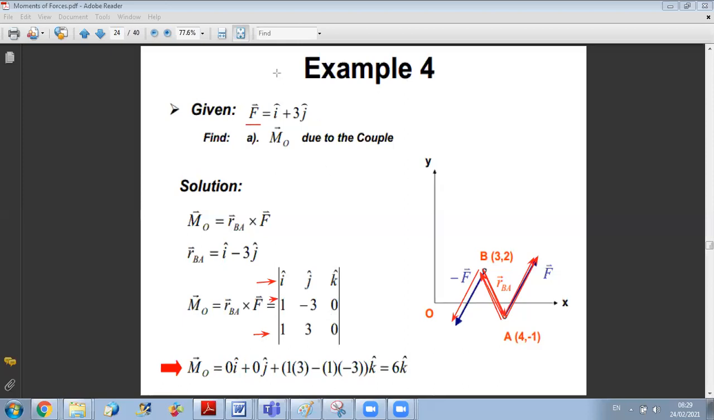And finally, to find the component along k, it's plus k times 1 times 3 minus 1 times minus 3. It will give you the component of your moment along K. Any question on this?